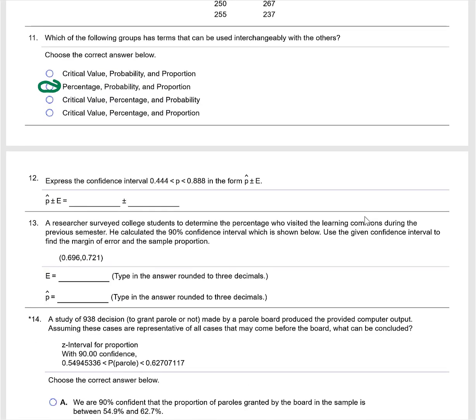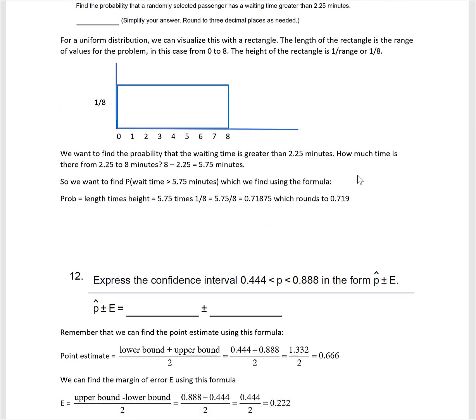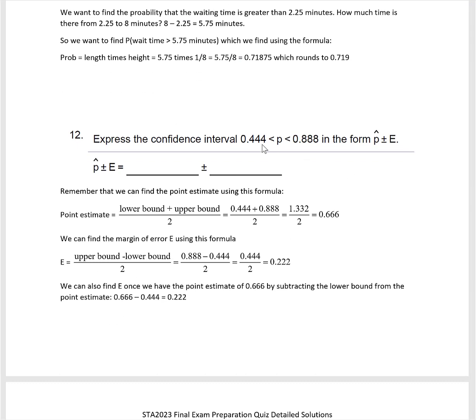Express the following confidence interval in this form here. So I'm going to go over to my detailed solution for number 12. We've been given the interval, and we know that we can find the point estimate because it sits right at the middle of the interval by taking the lower bound plus the upper bound and dividing by 2. When I do that, I get the point estimate to be 0.666, which would go here in the first block, 0.666. Then I'm going to go plus or minus, and now I need the error, and that's going to be the upper bound minus the lower bound divided by 2, and that's going to be 0.222.